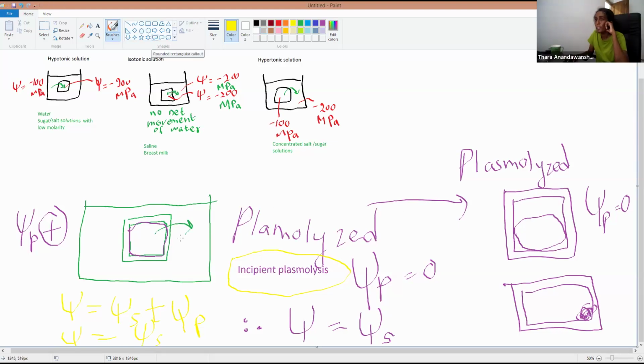Beyond that, this stage is also plasmolysis, incipient plasmolysis is also plasmolysis. Thereafter, when the water is continuously going outside, if the outside concentration is very high, the membrane continues to detach from the cell wall and contracts to a small amount like this. All these stages we call plasmolyzed. Okay?